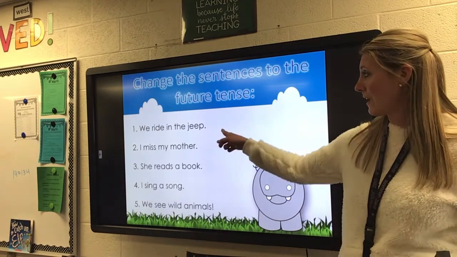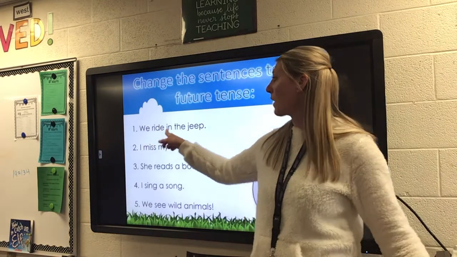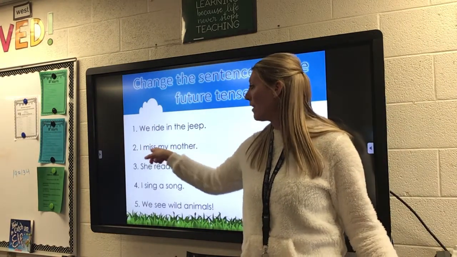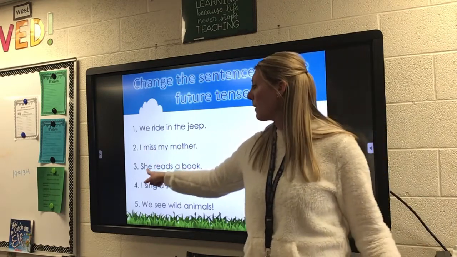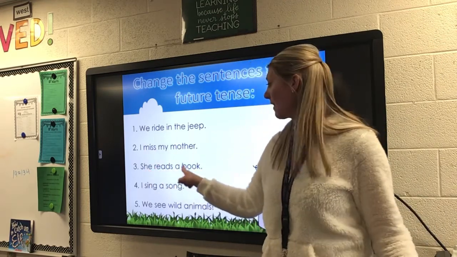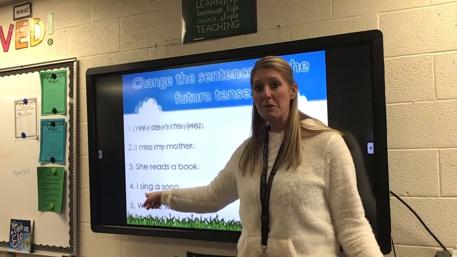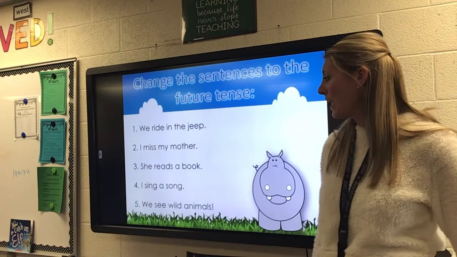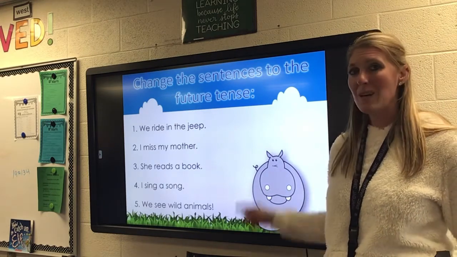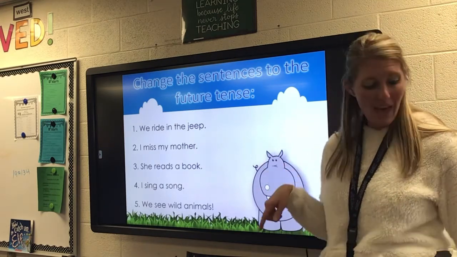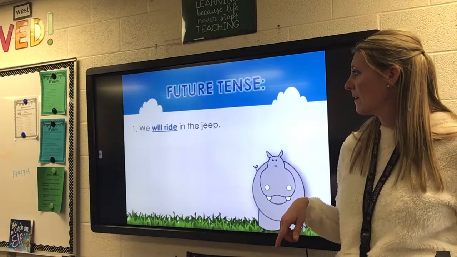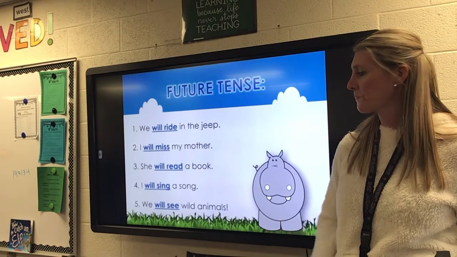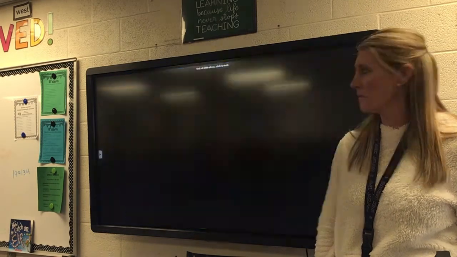So on the first one, we're going to say we will ride in the Jeep. The second one will say I will miss my mother. The third one will say she will read a book. The fourth one will say I will sing a song. And the fifth one, we will see wild animals. So do you see how I added will in front of every verb? Okay? So I added will in front of all of those.